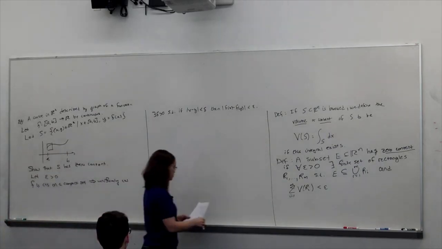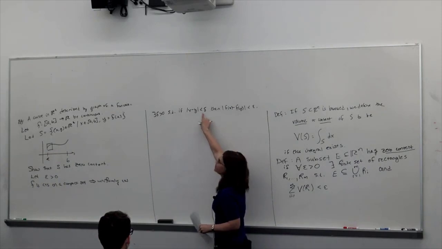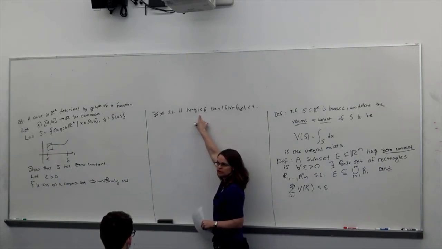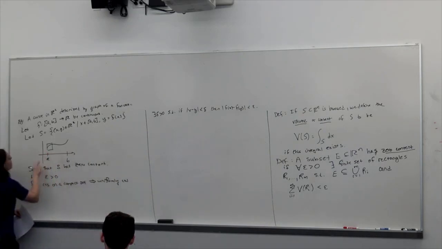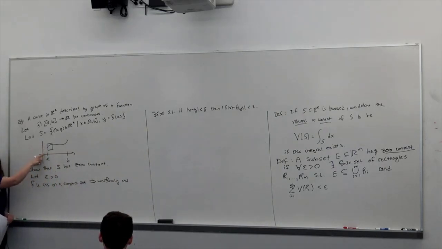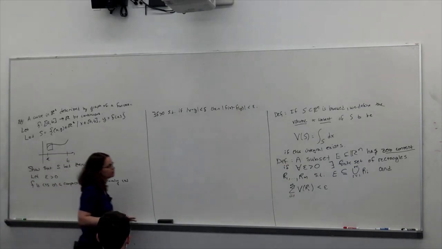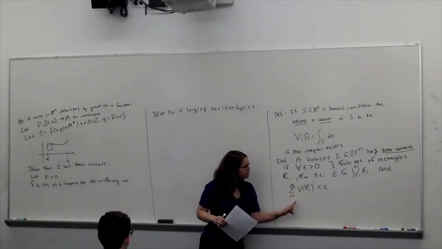Right, so ideally for each rectangle, I want the base to be less than delta, right? Because if the base is less than delta, then I know my function is varying by at most epsilon. And that's going to give me a bound on the volume of my rectangle, and let me compute a bound on the volume of my rectangle. And the volume of the rectangles are things that I definitely need to do.